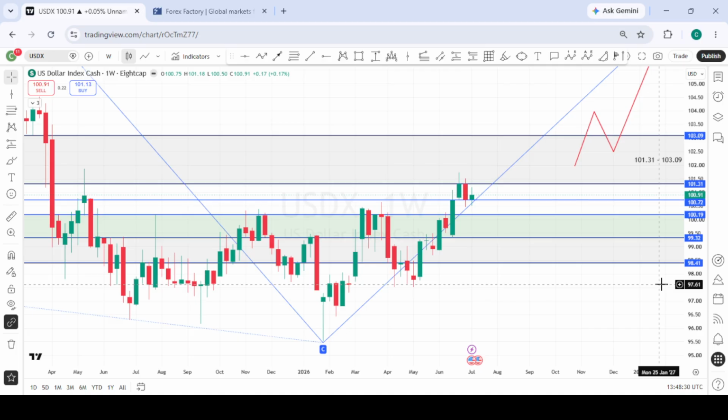So before that, let's jump into the economic calendar for the week. Then we see what we have on the charts as well.